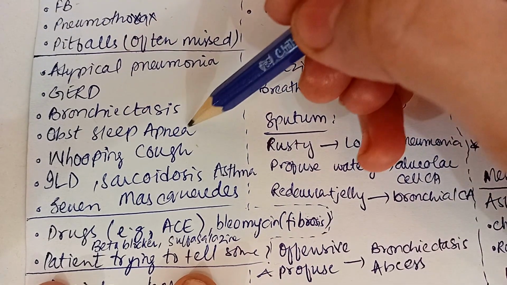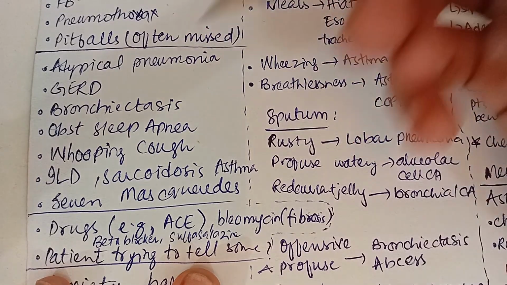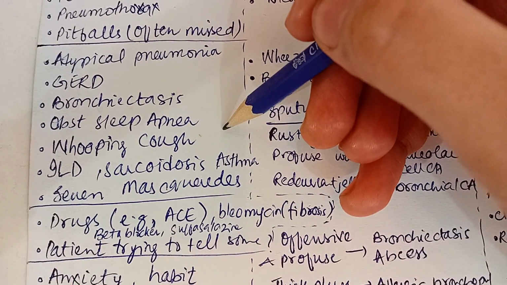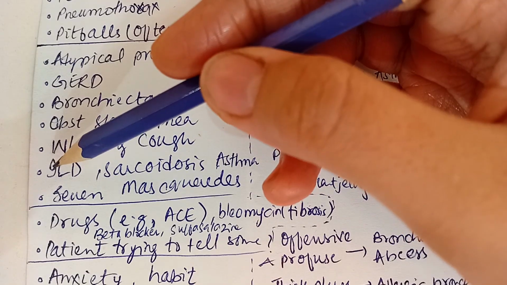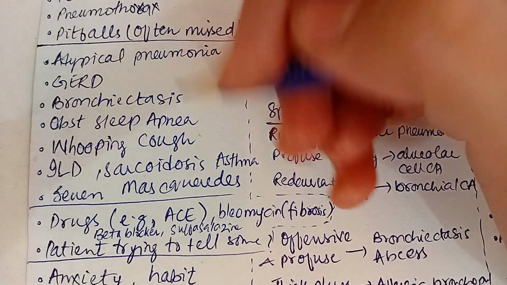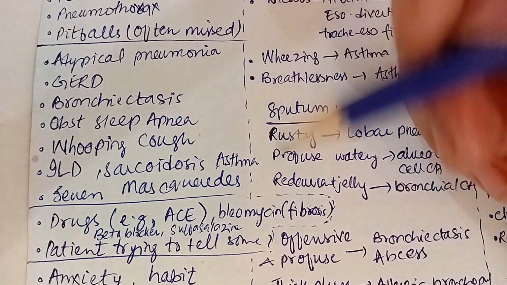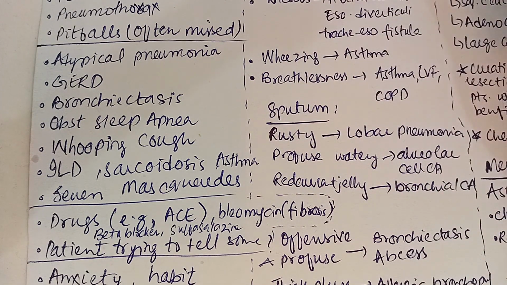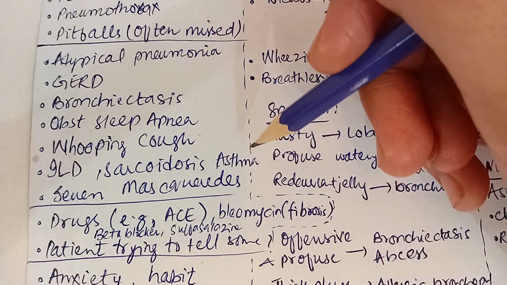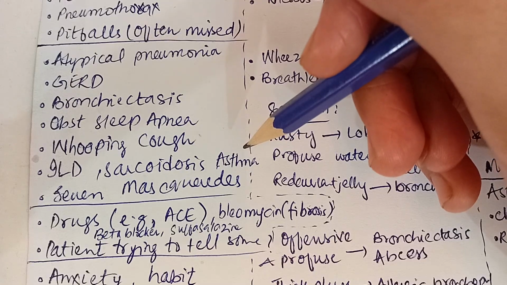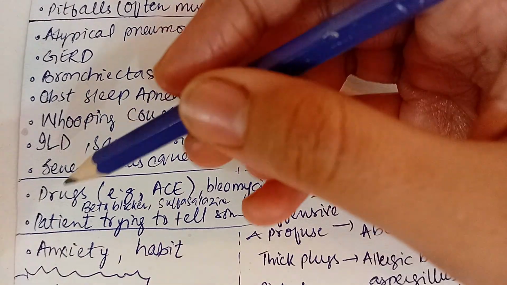Obstructive sleep apnea, especially in obese patients. Whooping cough in children, and interstitial lung diseases, sarcoidosis. Asthma can also be a disorder which gets missed sometimes when the classical wheeze is not present. And then we are going to do the masquerades.